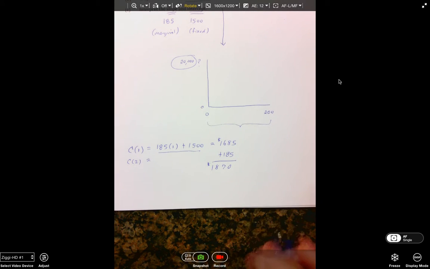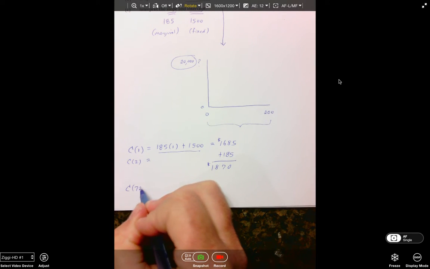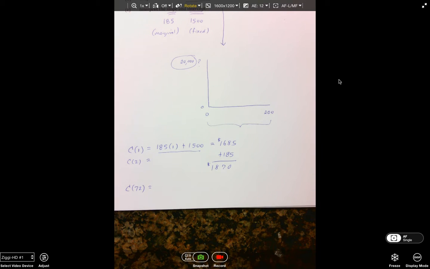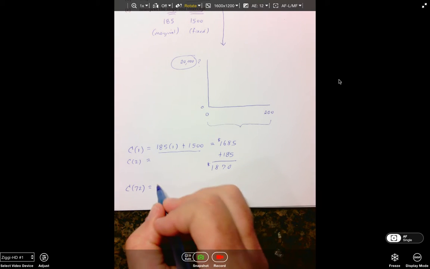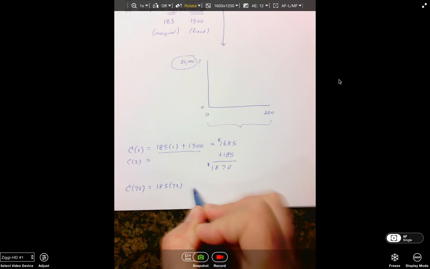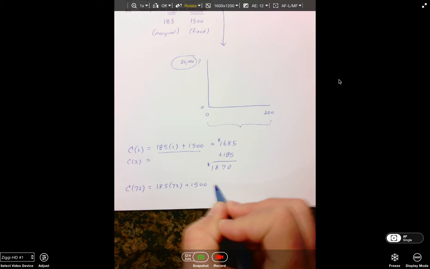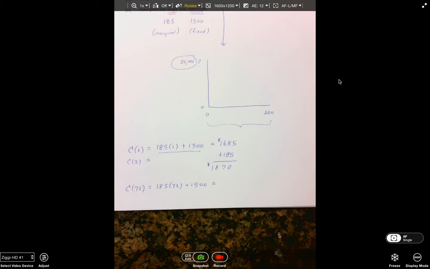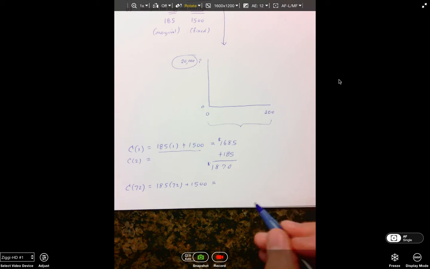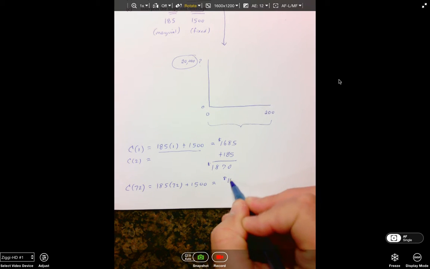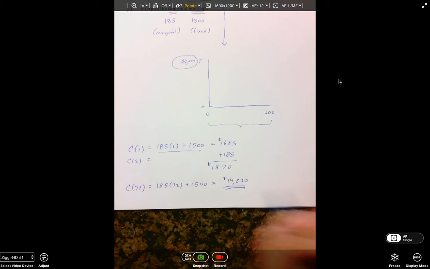But if you're calculating something, for example, the price for 72 golf clubs, it would clearly be most effective to use the formula. So guys, if this particular manufacturing plant produced 72 golf clubs, they could expect their operating cost to be, for the day, to be $14,820. Okay?